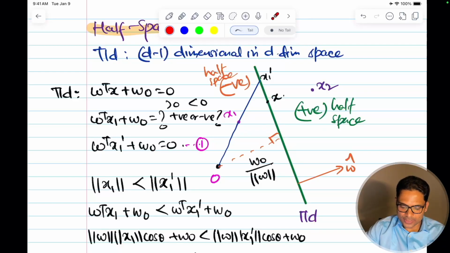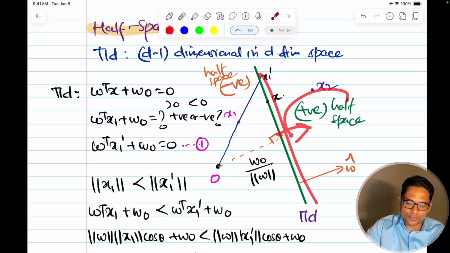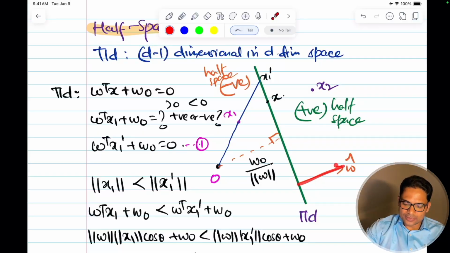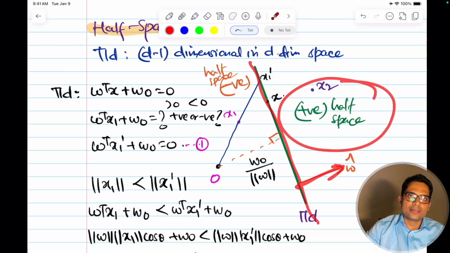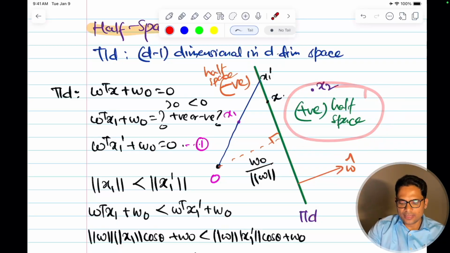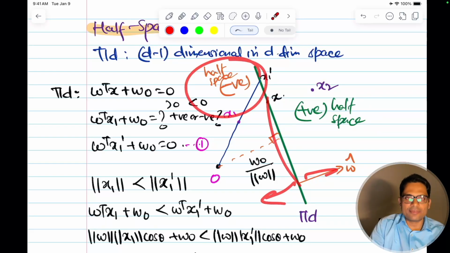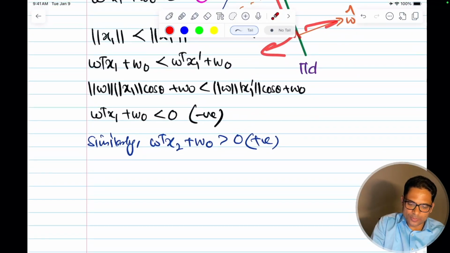And how do we find out? We did the maths and we found out which is towards the origin or opposite to the unit vector, that is your negative half space, and which is away from the origin, that is your positive half space. The part of the space which is in the same direction as the unit vector is your positive half space, and the part which is in the opposite direction of the unit vector is your negative half space. Okay, so that is your positive and negative half space.